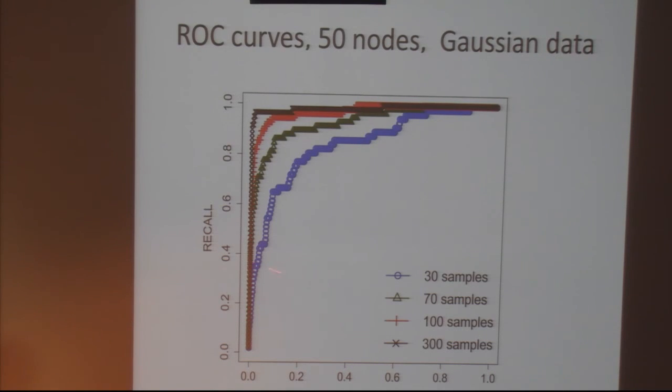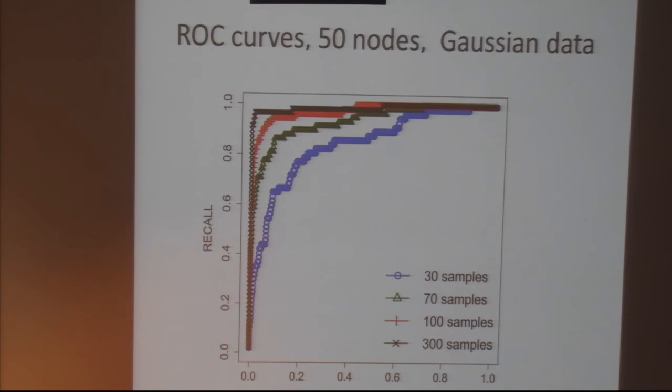So here's the result of simulations where we generated a network that has 50 nodes. The data are strictly Gaussian. I didn't even add noise to it here. So it's really just to confirm the theory.